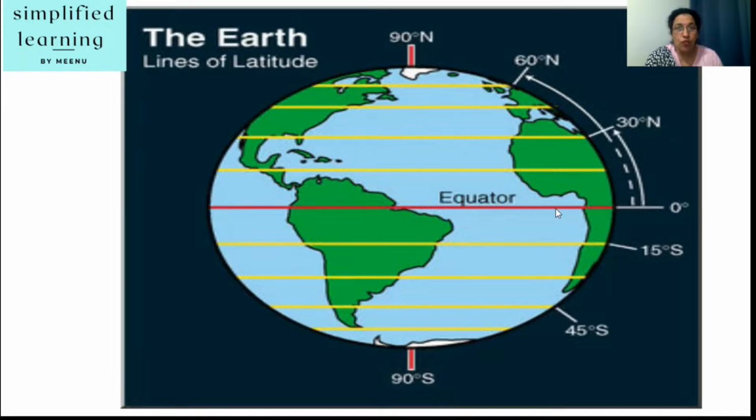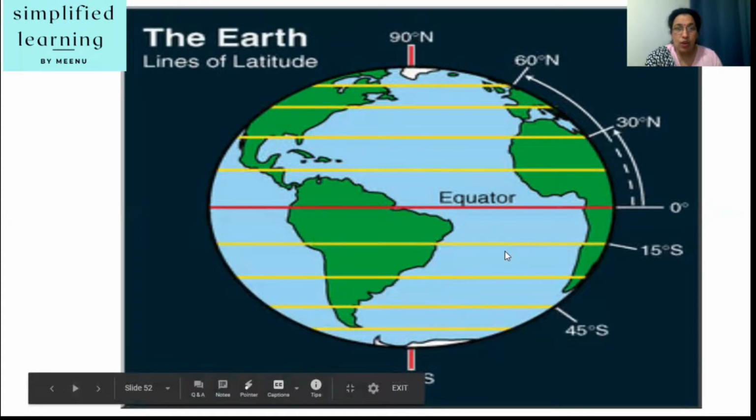Clear? And as we go from the equator towards the north, what happens? These latitudes decrease in size. Here we have reached 30 degree north, then 60 degree north, and the last line of latitude is 90 degree north, which is just a point. It is our North Pole. Similarly, when we go from the equator towards the south, we have 15 degrees south latitude, then down we have 45 degrees south latitude. See, all these lines are decreasing in size because of the spherical shape of the earth. And then we reach the last latitude, that is the South Pole.